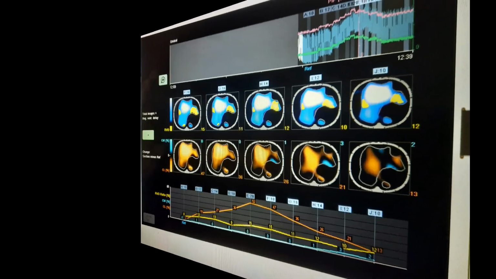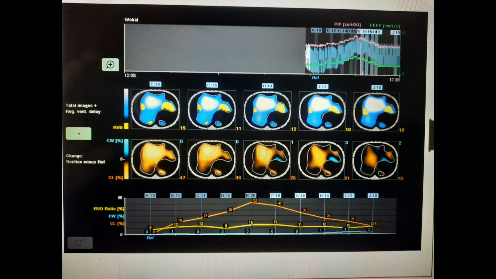So I'm going to show you a couple of the PEEP studies, that's based on regional compliance values. So let's take a look at that. This is the result of the custom analysis determining regional compliance.